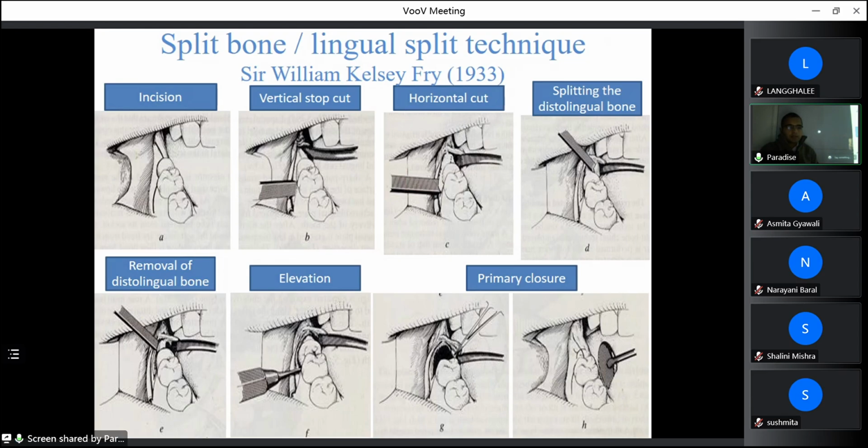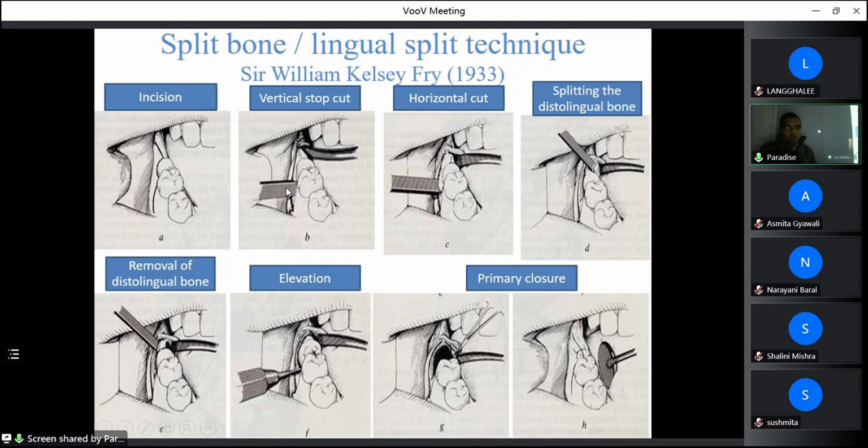In this case also, it is only indicated if the tooth is present more lingually and it is more superficial. In case of deep impaction, you can do the lingual split technique or split bone technique. Again, the incision is given on the buccal surface, similar to the Wards incision. You have to start the incision from the buccal surface. You have to reach the distobuccal line angle of the second molar. Then you have to do the vertical incision, limb B, followed by limb C or distal incision.